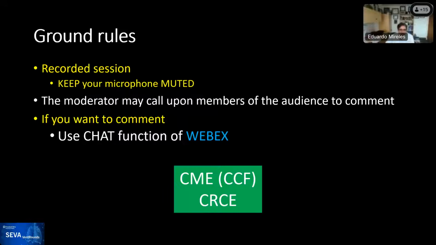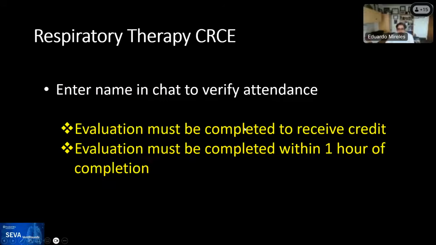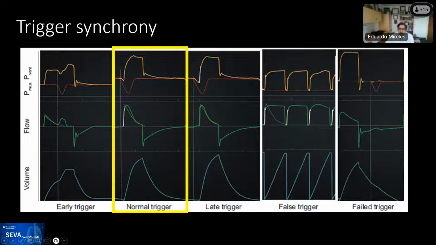So the basic SEVA knowledge that I would like to highlight today is the following. It's talking about trigger synchrony, and how do we classify it? Here in the yellow box, you can see a P band, in orange, the pressure that the ventilator delivers. Then a fictional depiction of PMOS, the red line, showing how PMOS would look in this patient in particular. In green, you have the flow waveform, and in blue, the volume waveform.